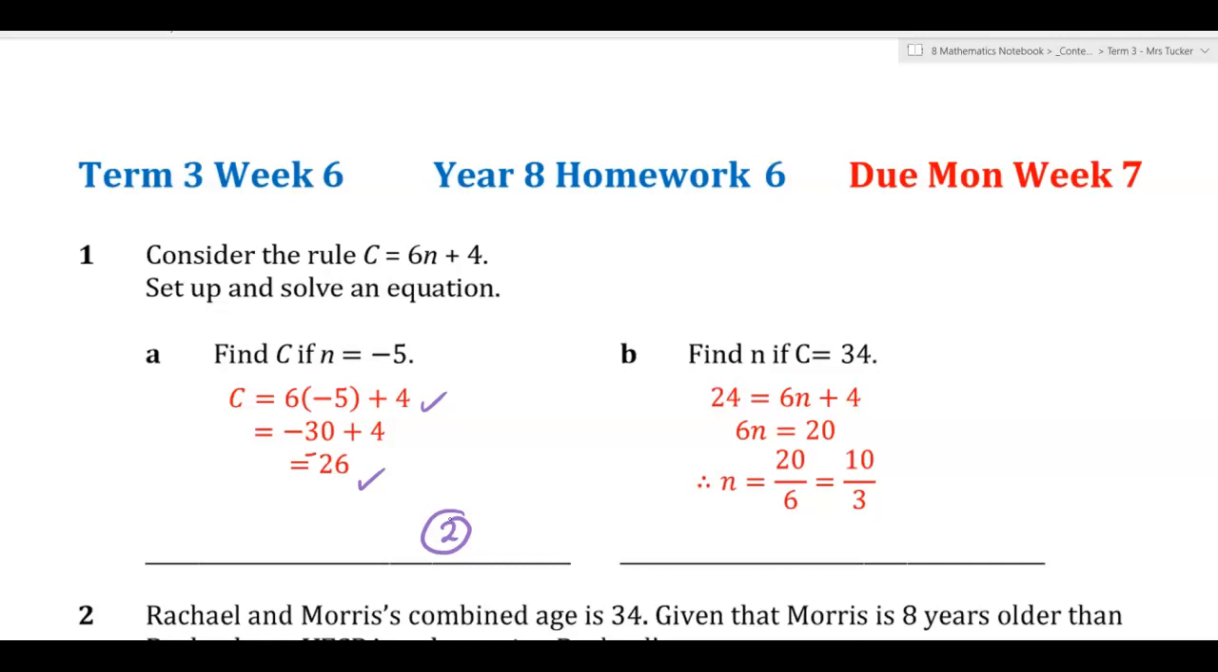B, you set it up, you get 24 equals 6n plus 4, that's a point. Then you solve and you get n equals 10 over 3 for 3 points. Oh, maybe I did it wrong. Let's have a look. Oh, this should be 34, so that's why. Cool. 34, you minus 4, it equals 30, so n equals 5. Okay. Silly mistakes. 2 points.